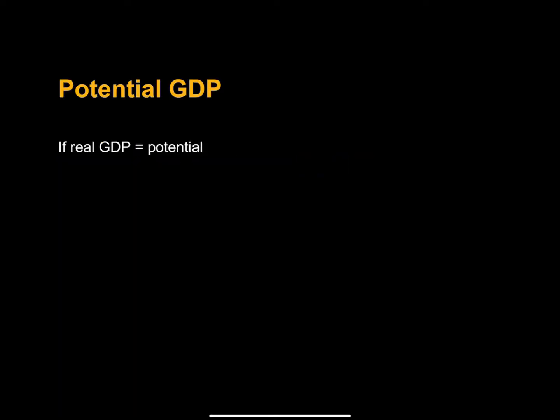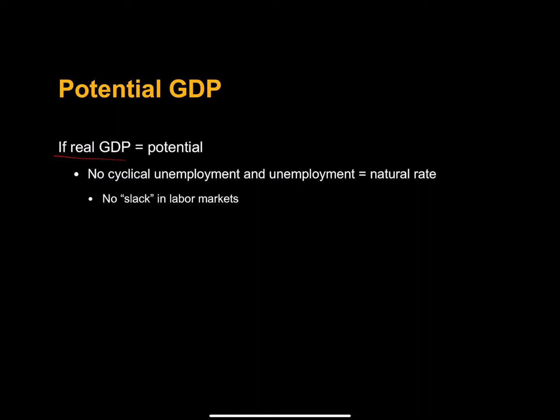So let's talk about the situation when we are not fluctuating, or real GDP is equal to potential. We define potential GDP as the level of output such that there's no cyclical unemployment. So unemployment is equal to the natural rate. That means there's no slack in the labor market or excess supply of labor. That also means there's no tightness in the labor market, no shortage of labor, and no upward pressure on wages. A nice labor market equilibrium.